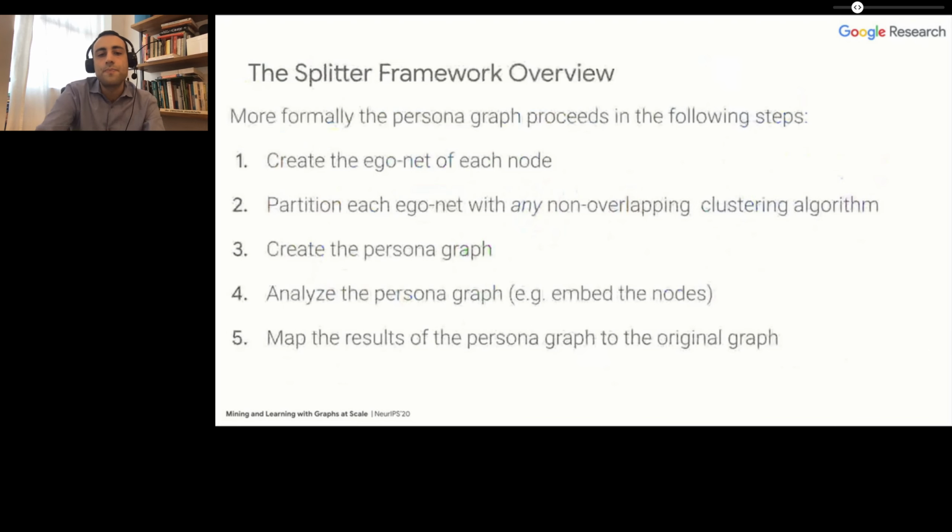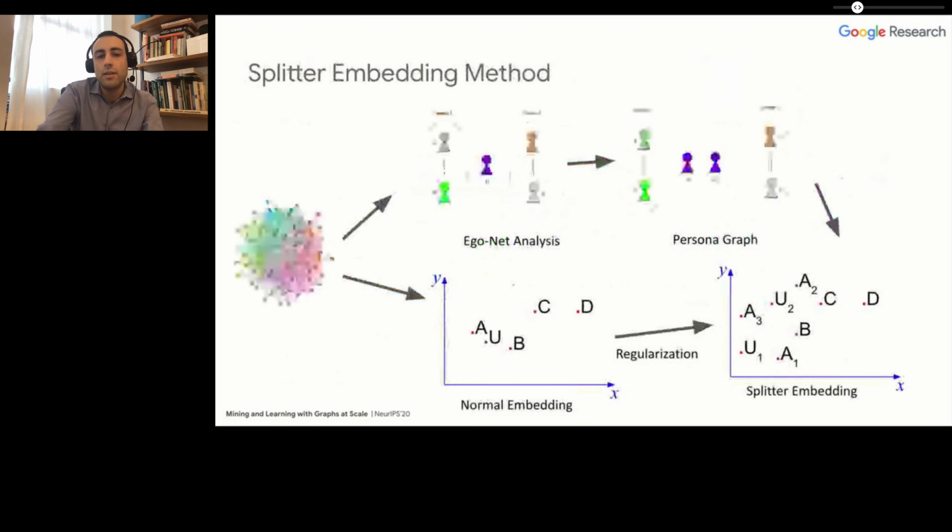So now that I've defined how this graph more or less works, this is the flow. We start with the graph, we analyze the ego networks, we partition them using a non-overlapping clustering algorithm, we create a persona graph, and then we analyze this graph to embed the nodes, and we map the persona nodes to the original graph. So in this slide, you can see the overall flow of the analysis.